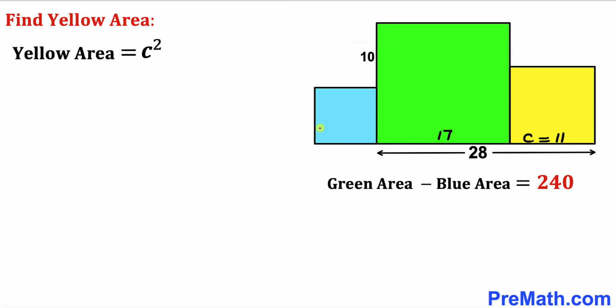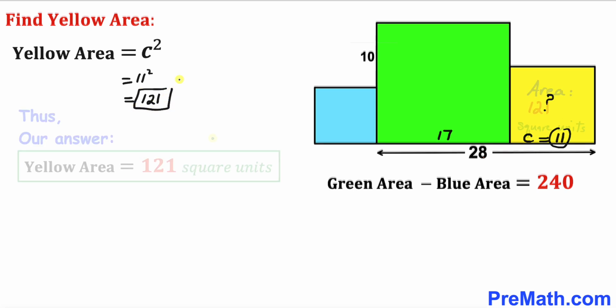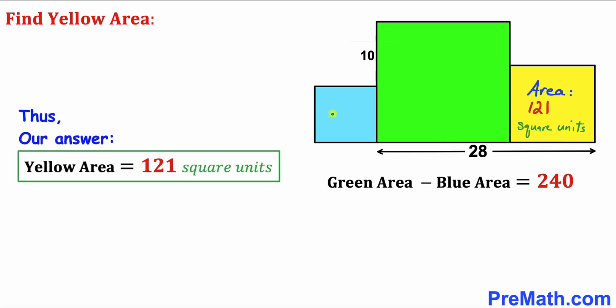And here's our final step. Let's calculate the area of this yellow square. We know area equals c squared. The c value is 11, so the area is 11 squared, which is equal to 121 square units. So the area of this yellow square turns out to be 121 square units, and that's our final answer.